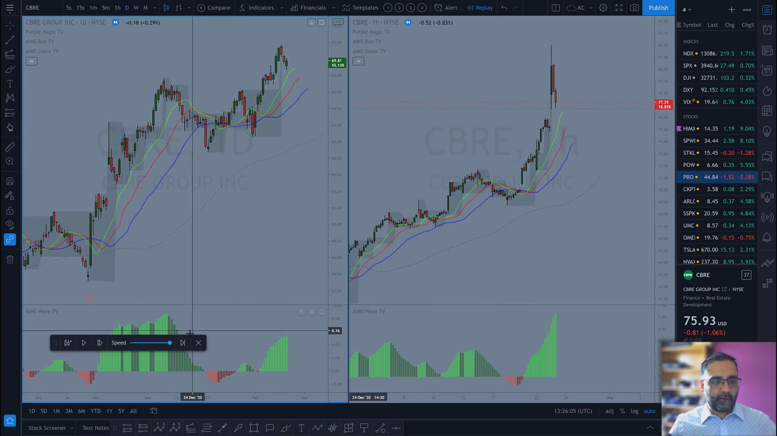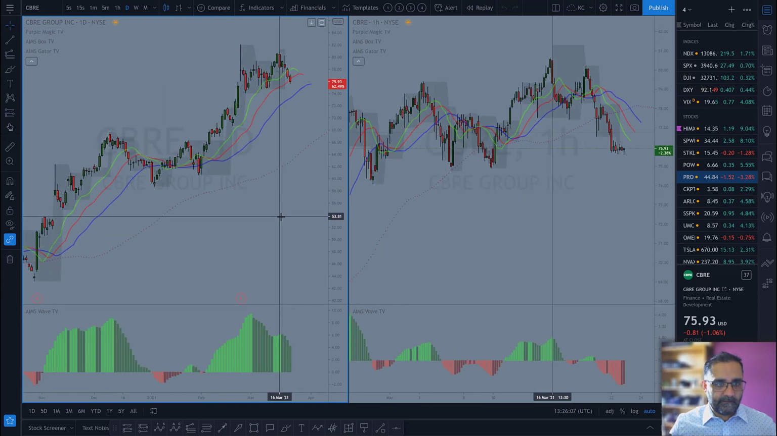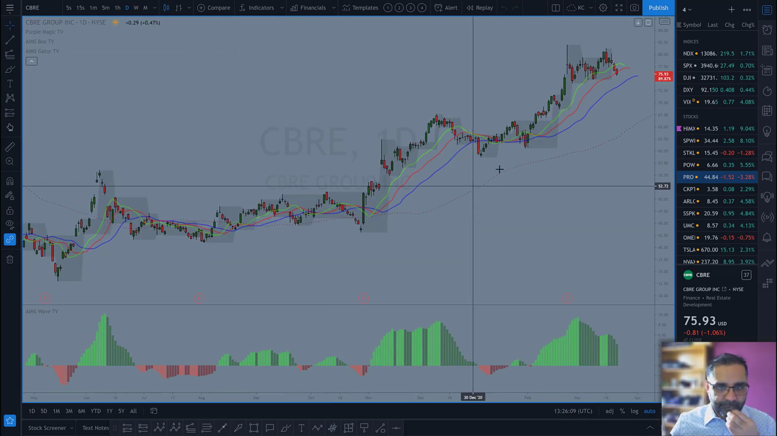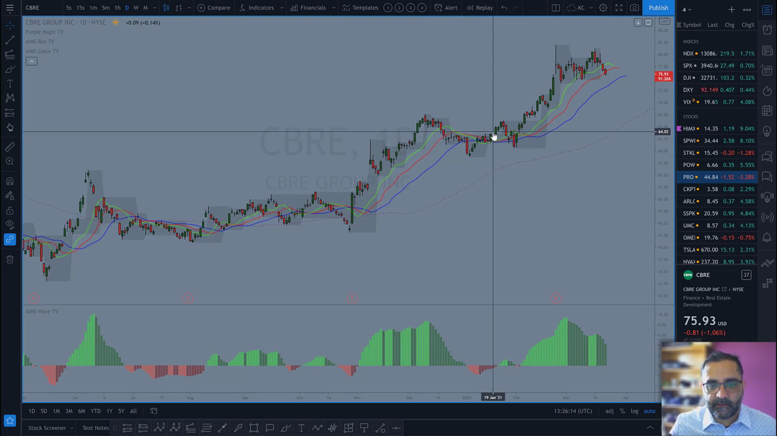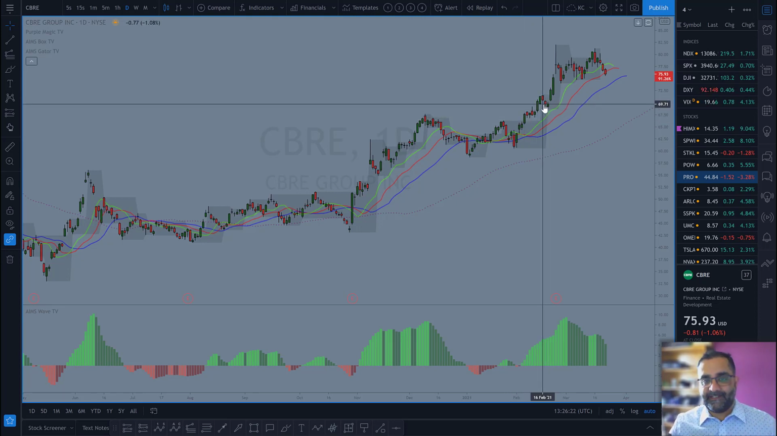So even if I missed it on the daily chart, well, I shouldn't have missed it. I've cried about it a lot. I went long here and I went down. I should have gone back long in there. But if I didn't go long, I could have then caught the 3-candle pullback using the setup 1 on the hourly chart.